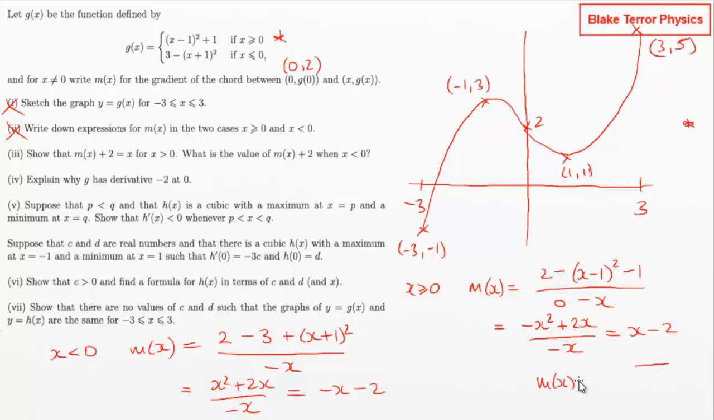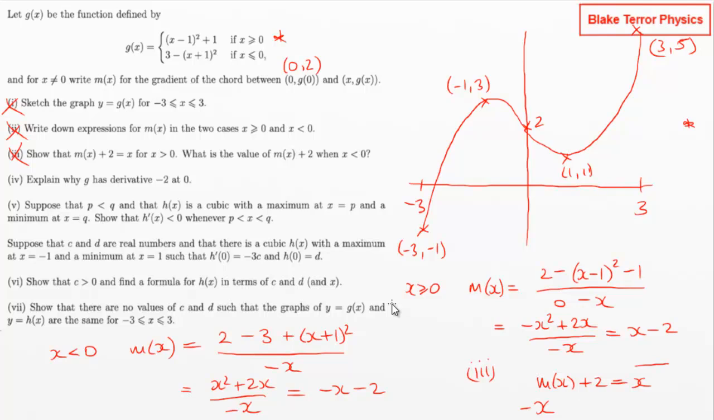Okay, unless I'm missing some in there. But that seems fairly obvious off of that. And what is the value of m of x plus 2 when x is less than 0? Well, we've done that as well. It's minus x. Okay. M of x plus 2 when x is less than 0. Yeah, minus x. Right, that seems bewilderingly obvious, that part of the question. Anyway, I don't think I'm missing anything.